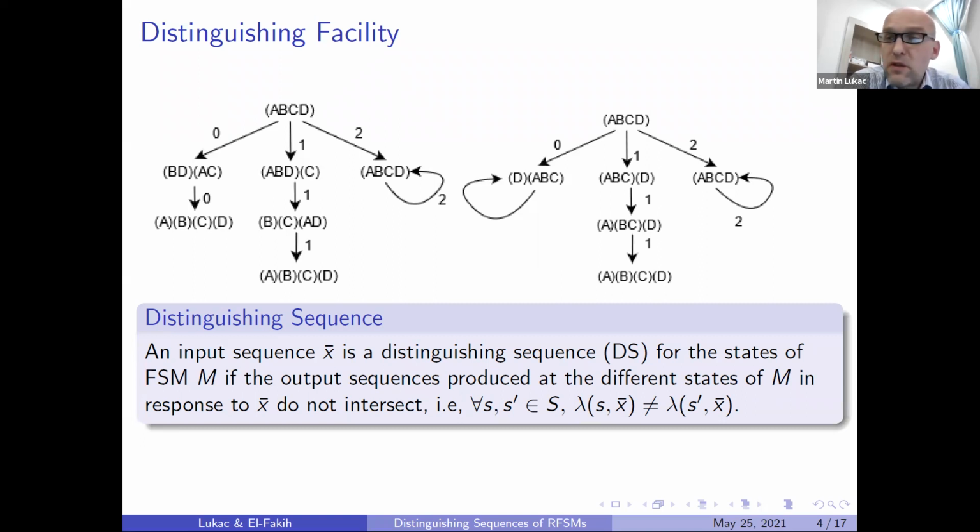Then, by applying a specific sequence of inputs, we will observe a set of outputs, and this set of outputs will or will not give us information about what the hidden state was. Now, if such a sequence exists, the machine has a distinguishing sequence. If such a sequence doesn't exist, the machine doesn't have a distinguishing sequence. In this particular work, we are going to be looking at the length of this distinguishing sequence for reversible finite state machines.